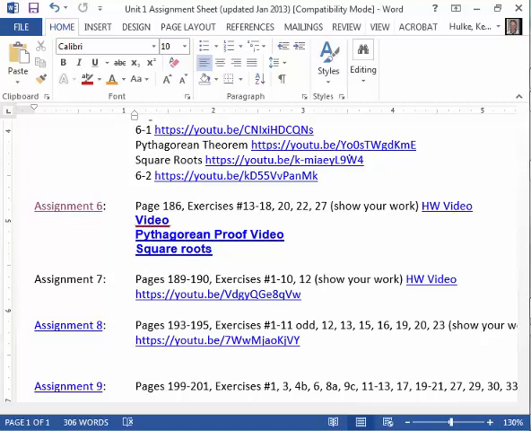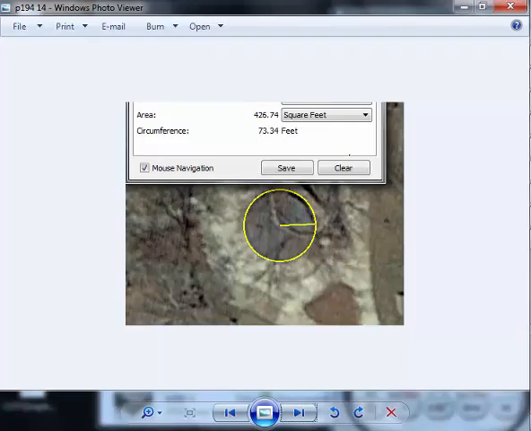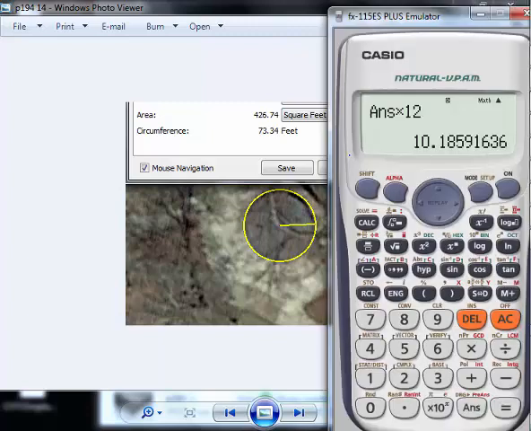Okay, here we go. What is the diameter of this? If the circumference is 73 feet, so we're going to take, this is the pond at Wilson Park in Eau Claire. 73.34 divided by pi gives us about a 23-foot fountain.